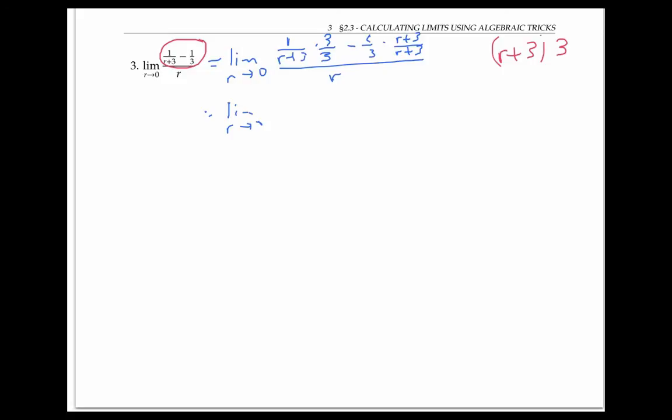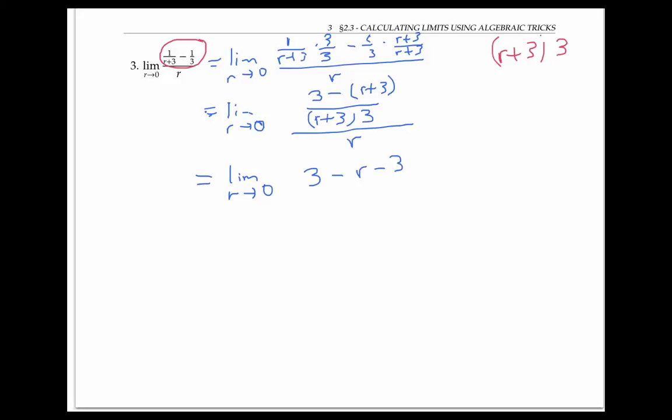Continuing to rewrite, I have in the numerator, adding together these fractions, which have the denominator of r plus 3 times 3, I get 3 minus quantity r plus 3, and then this entire fraction is still divided by r. Distributing the negative sign, I have 3 minus r minus 3 divided by r plus 3 times 3, all divided by r. 3 minus 3 is 0, so I can rewrite this as negative r over r plus 3 times 3.